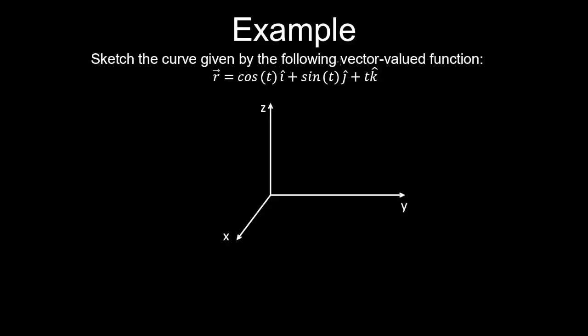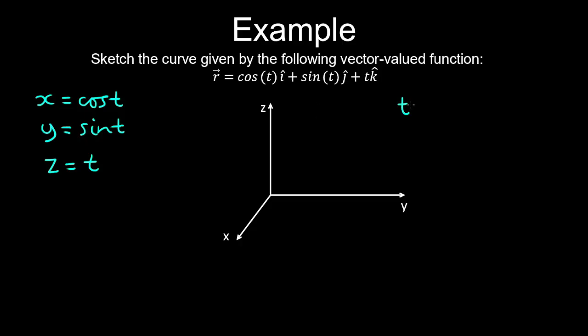Sketch the curve given by the following vector valued function. So we have x of t is cosine t, y of t is sine t, which parameterize a circle parallel to the xy plane, and z is equal to t, where the position of the particle increases linearly in the vertical direction.